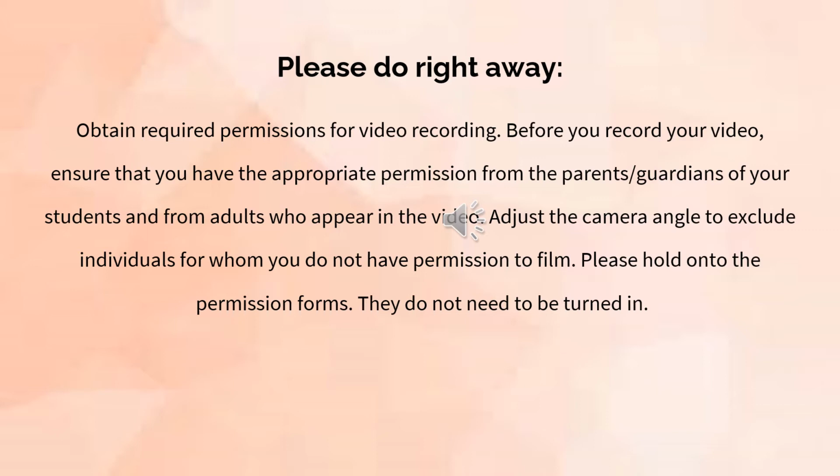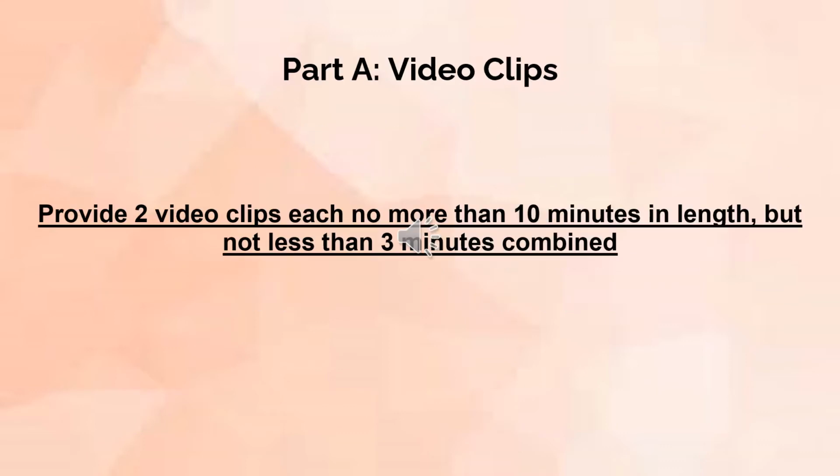You'll find the form that we use on your Blackboard course. For these videos, you want to make sure that you adjust the camera angle. If there are any students who did not give you the permission slip, you don't want to see them on camera. They can still be in class, but you can't see them or hear them. You will need to submit 2 video clips. Each of these video clips can be no more than 10 minutes, but together they can be no less than 3 minutes. You want to stay within this range, because otherwise you'll be scored as incomplete.